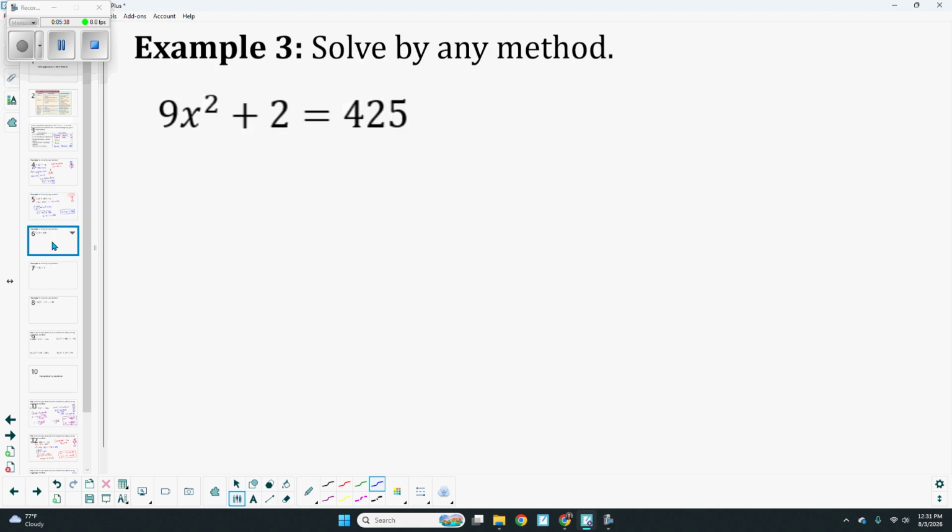For 3, complete the square, factor, quadratic formula. So A is not 1, so complete the square is out. I don't have a B term, right? There's no regular x in this, so I'm going to be doing square roots. So I'm going to subtract the 2.